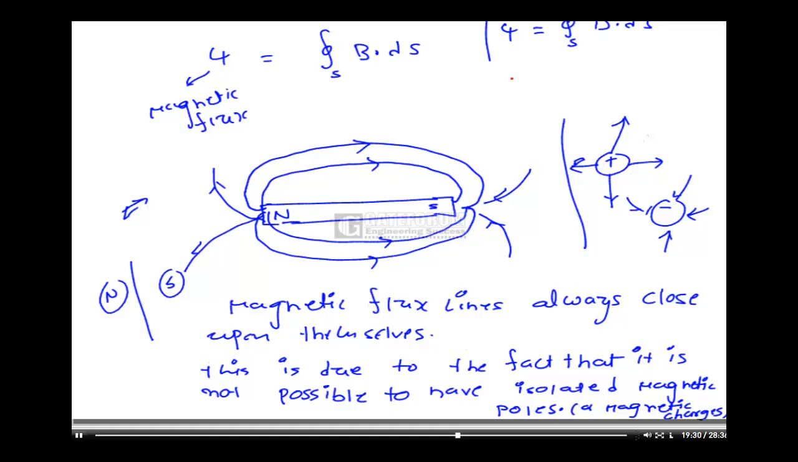Suppose you consider a magnetic bar like this and divide it into two parts. Then each part becomes another magnetic bar, and again there will be north and south poles. Even if you cut this into two parts, again you get a north and south pole. So isolation of magnetic poles or magnetic charges is not possible.